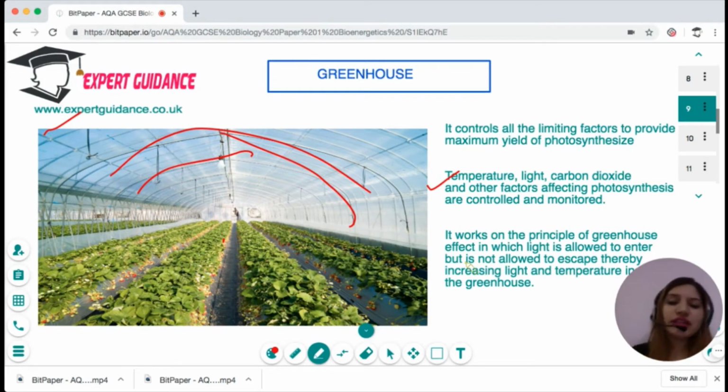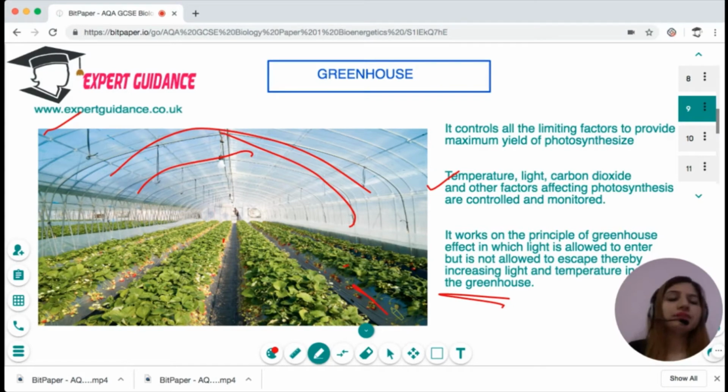The greenhouse allows the light to enter but doesn't allow it to escape. So thereby the temperature is maintained and the light intensity is maintained. Otherwise, the farmers use bulbs and cylinders of carbon dioxide and artificially control them to get the maximum possible yield of photosynthesis. Because the yield of photosynthesis can even vary during different times of the day.